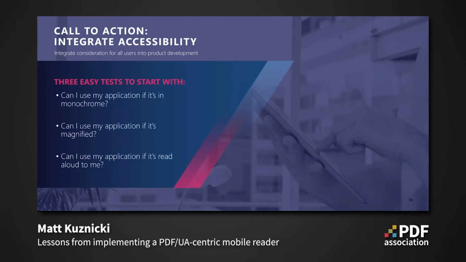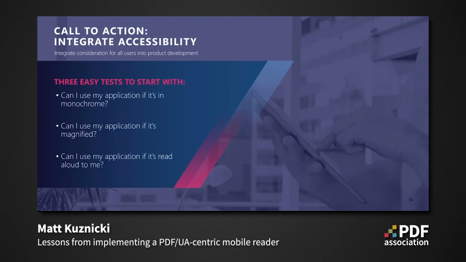I will give you 3 easy tests that you can bring back to your organization to start thinking about accessibility in your applications and your documents. The first is, can you use your document or your application if it's in monochrome? Users who are colorblind, can they use your experience?